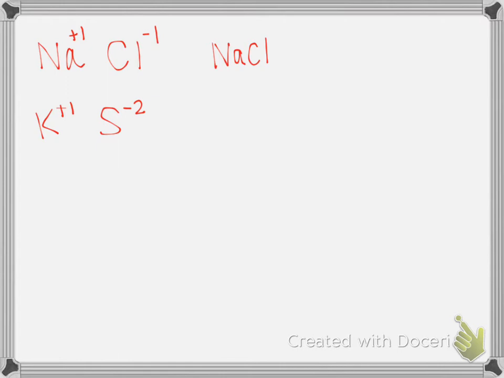An easy way to do this is you crisscross the numbers. 1 comes down here, 2 goes down there. And what that means is that in your formula you need K2, you need 2 of them, and S you just need 1. And remember, we don't write the 1 as a subscript.